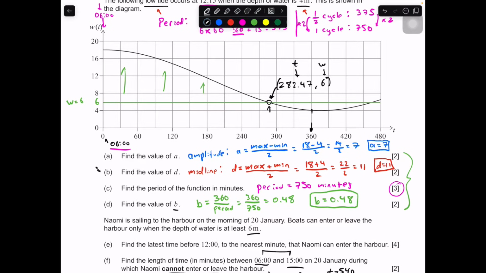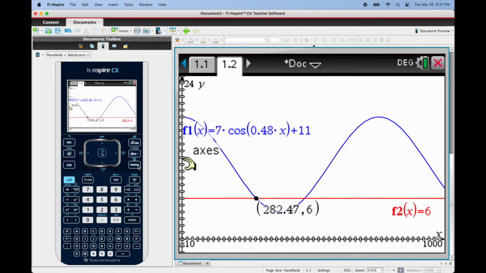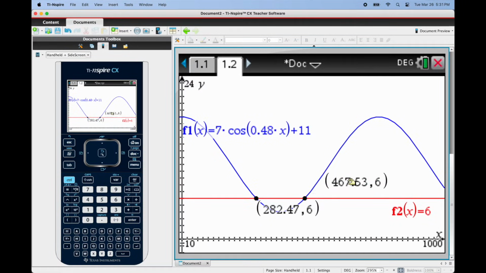So we know one value. We know after 282 minutes, she cannot enter or leave. And then if we find this other value, then we'll find out the total time in which she cannot enter or leave. So this is her no entry, essentially. This is where you can't enter or leave. The water's too low. So not a bad 2-mark question. Let's go back to the calculator and find the other intersection point, essentially. Analyze graph, intersection, and we see that it is 467.53. So the total length of time, and we want to put this in minutes once again.